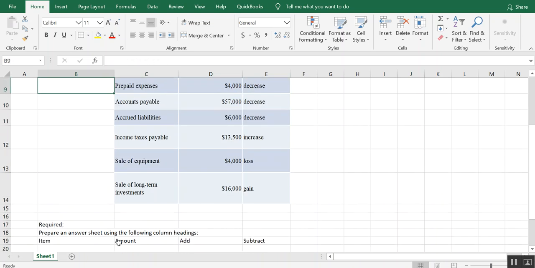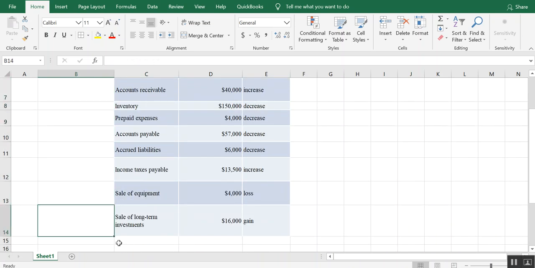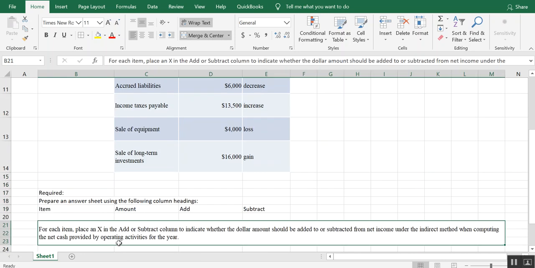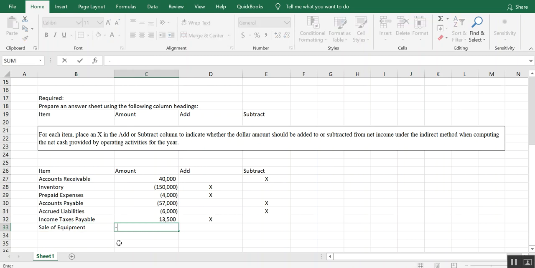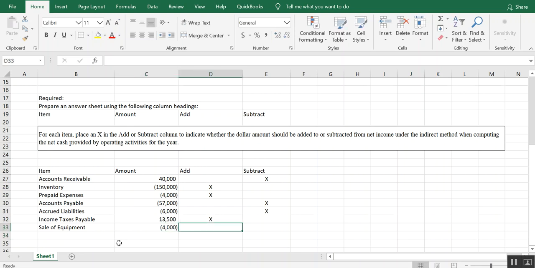Now we get to the next item and we have a sale of equipment, which is a loss. And so in this case, we're dealing with an investing activity. So we have a sale of equipment and we have a loss of $4,000 on that sale. So the loss, if you remember, the loss is added back, the gain is subtracted. So we're going to add back the loss here.